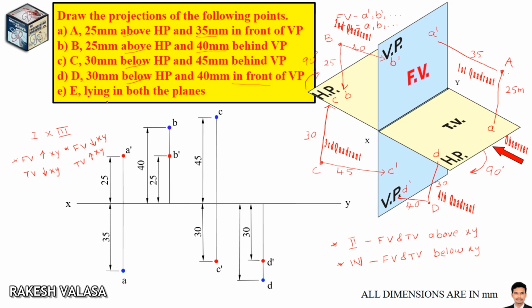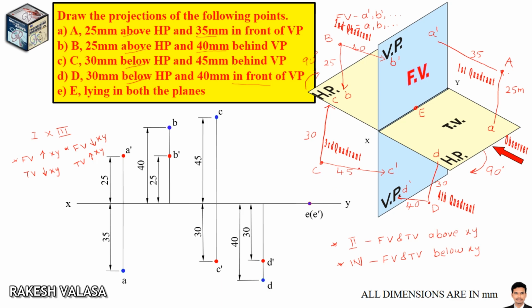The last point is lying in both the planes. That means the intersection of these planes. So this is the E point. In this condition, front view and top view are both the same point. Just look at the point here. Right, E dash comma E or E comma E dash. This is a very simple problem.